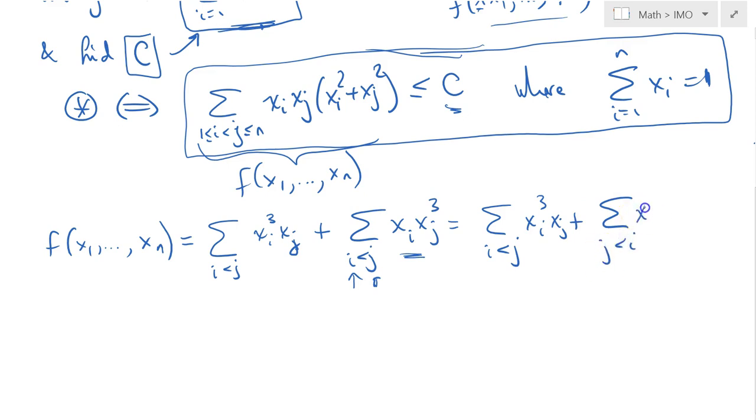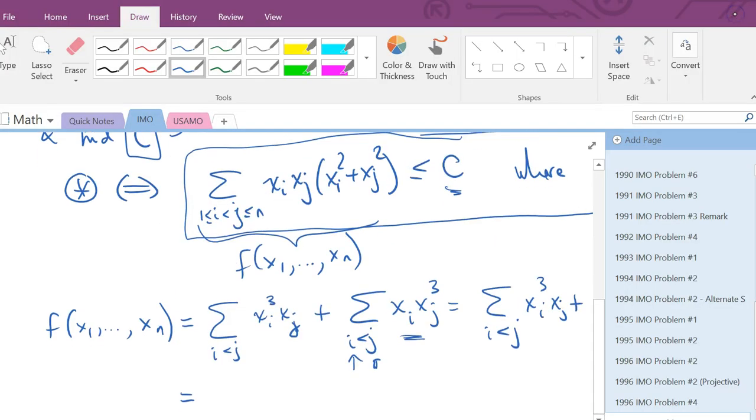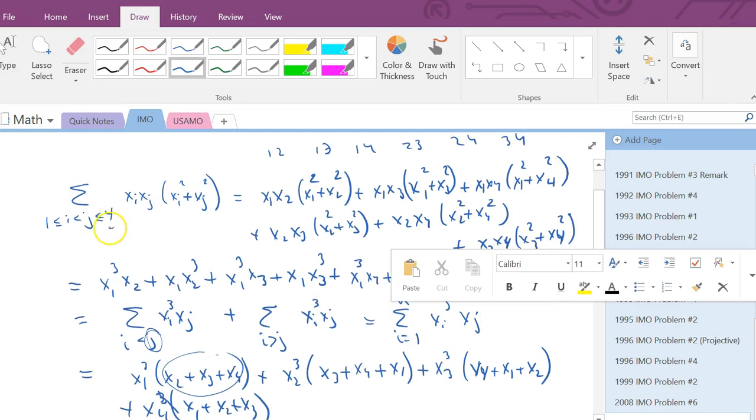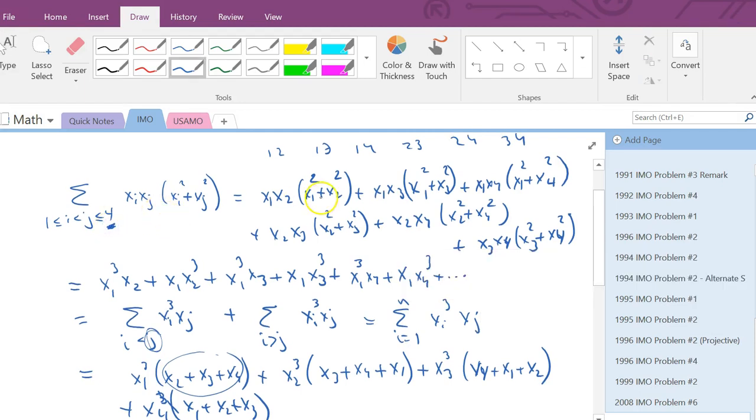We will have x_j, right, x_i cubed. So regardless, we have this anyway, right? What it means is that obviously you can test it out with a few variables. For instance, let me show you my earlier work. I tested it for four variables just to convince myself that that's actually true.